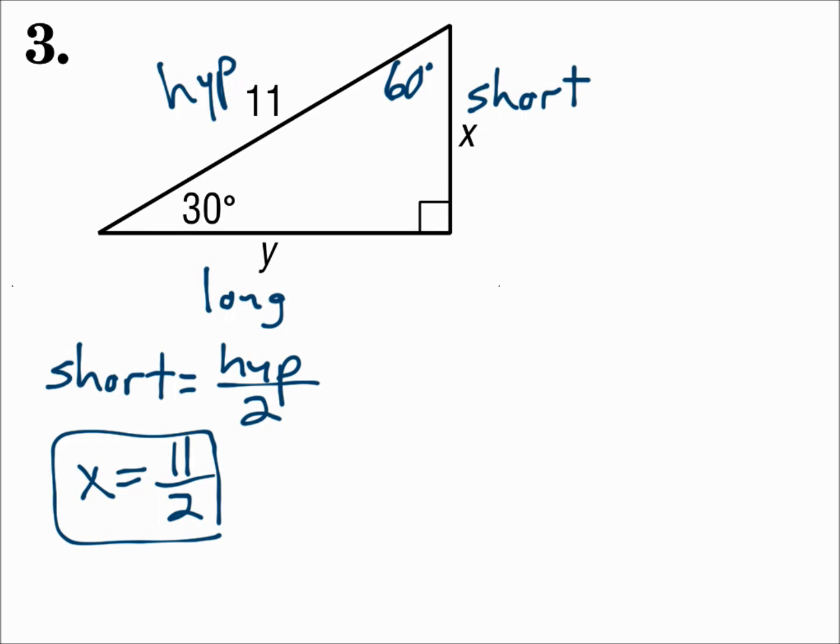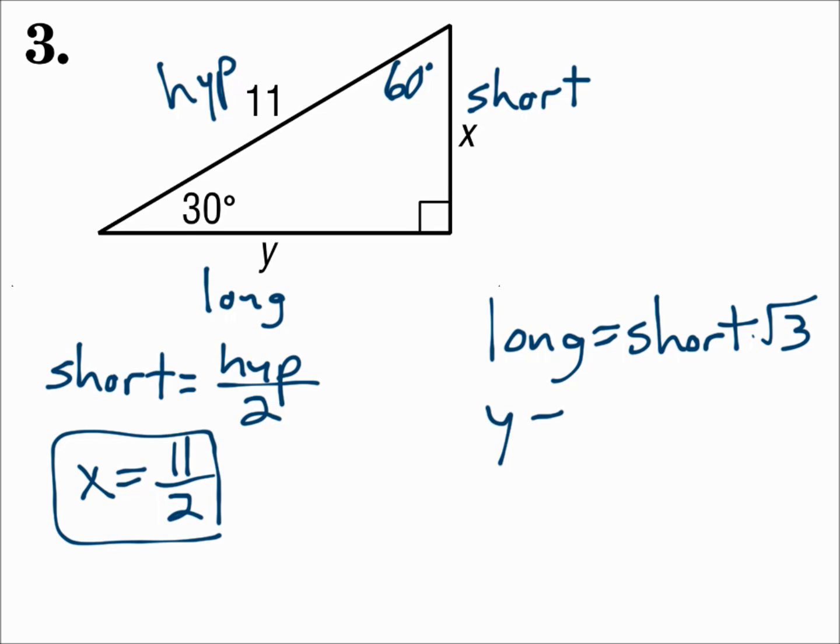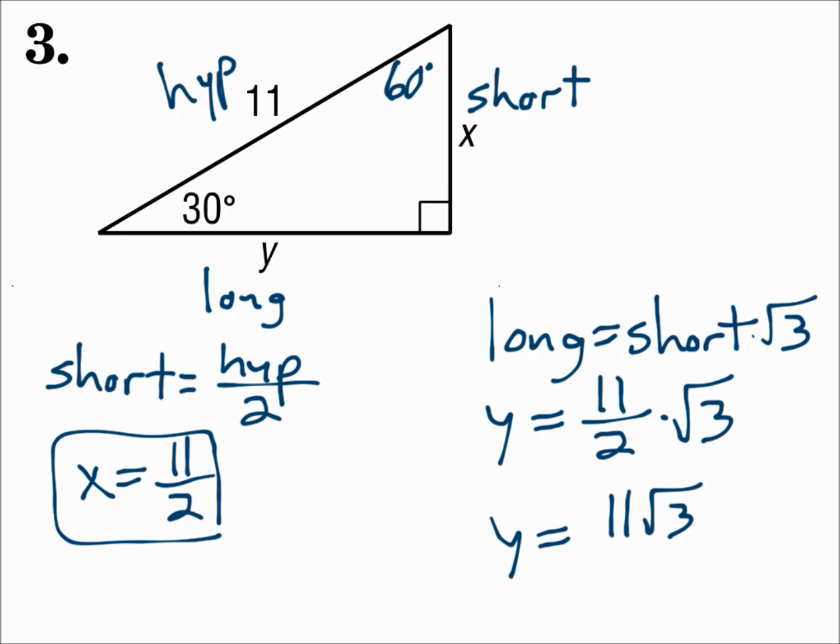Now find the long leg. The long equals formula. Long equals short times the square root of 3. Substitute in. Long is y, short is 11/2, times the square root of 3. When you multiply there, y equals 11 times the square root of 3 all over 2. Short equals hypotenuse divided by 2, and long equals short times the square root of 3.